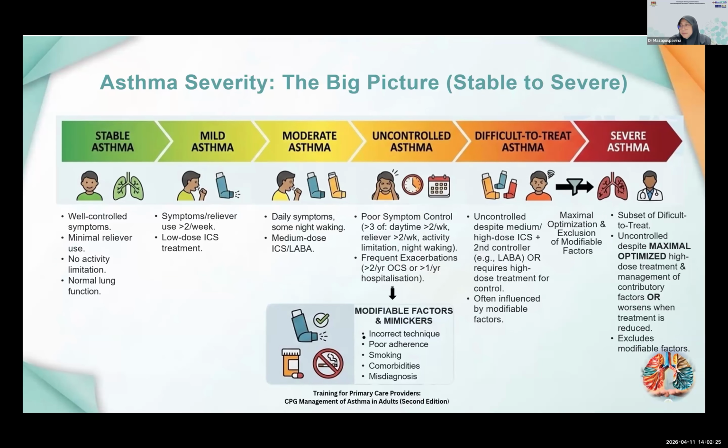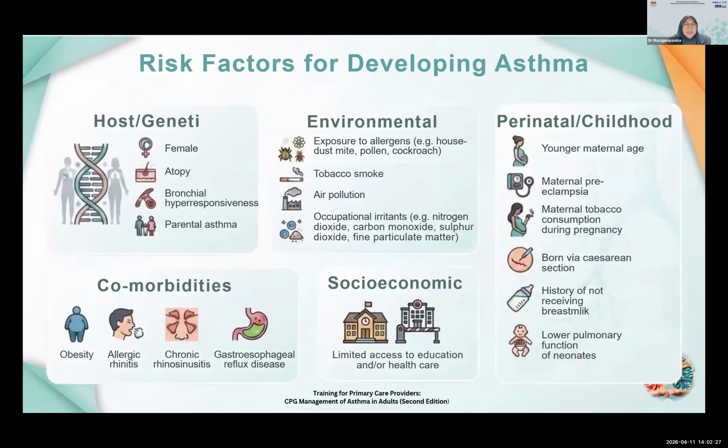So patients can have uncontrolled symptoms despite maximal optimization of the treatment, whereby we already exclude the modifiable risk factors. So what are the risk factors for developing asthma? The first component is the host or genetic. Number 1 is female.